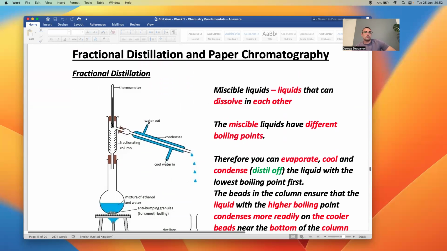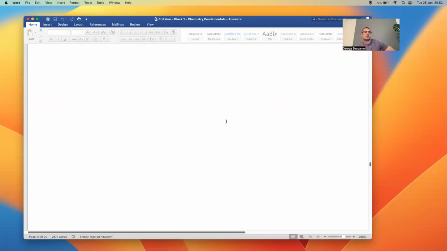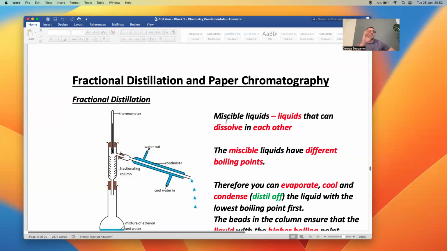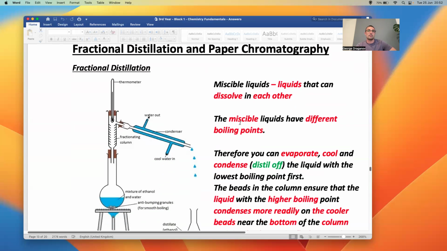Now, fractional distillation is for miscible liquids that dissolve in each other. So the previous one was a solid inside a liquid, such as, for example, ink is the solid and water is the solvent, or the salt and water example. This is when you have two or more miscible liquids with different boiling points. They must have different boiling points. So you can have ethanol and water, you can have ethanol, water, and butanol, you can have multiple liquids which mix and dissolve.